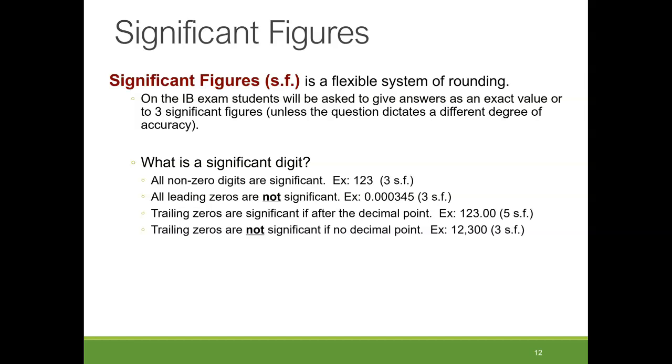And then your last type of zero is the sandwich ones that are in between non-zero digits. All sandwiched zeros are significant. So if you have any amount of zeros between non-zero and non-zero, anything in between, whether there's a decimal point in there or not, all those zeros would be significant. Does this sound familiar?